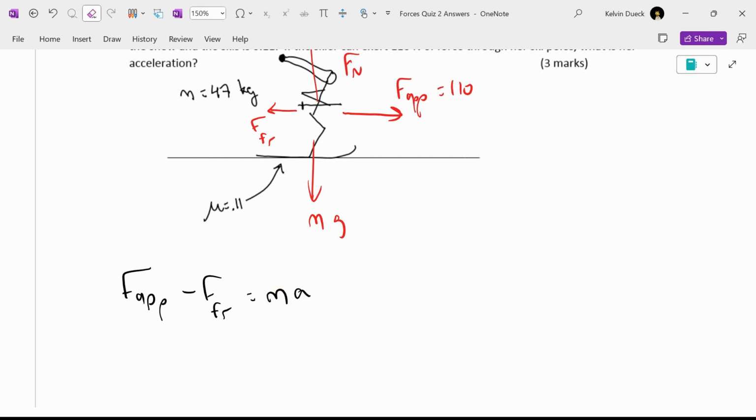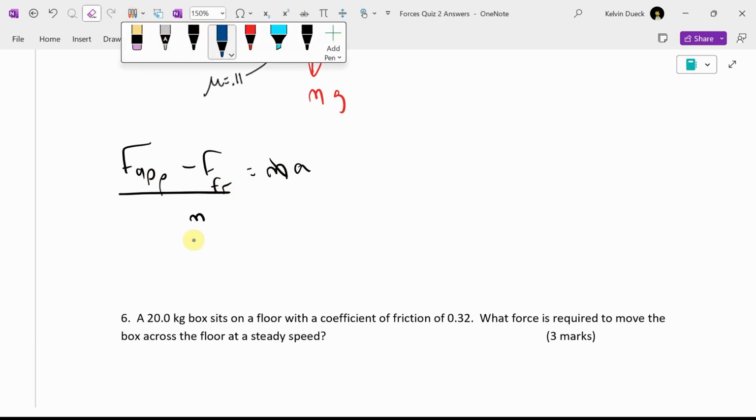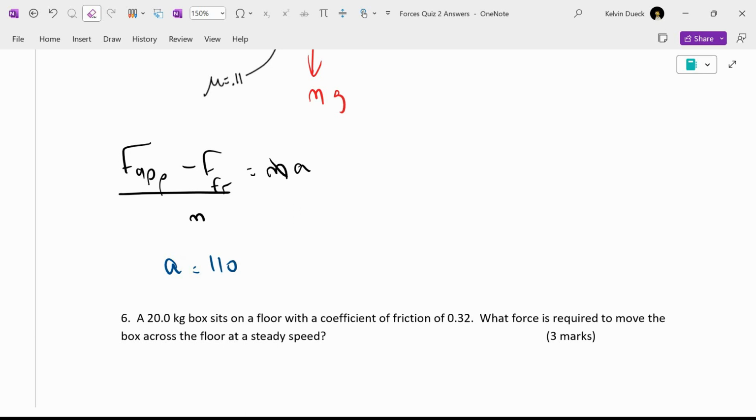Here they want me to find the acceleration. Again, Nicole, I would have no problem giving you the acceleration and asking you to find F applied, or asking you to find the coefficient of friction, which is hidden inside there. But in this case, we can use Newton's second law. A is going to be 110 minus mu times the normal force, all over m. I don't know the normal force, but in this case it's mg.